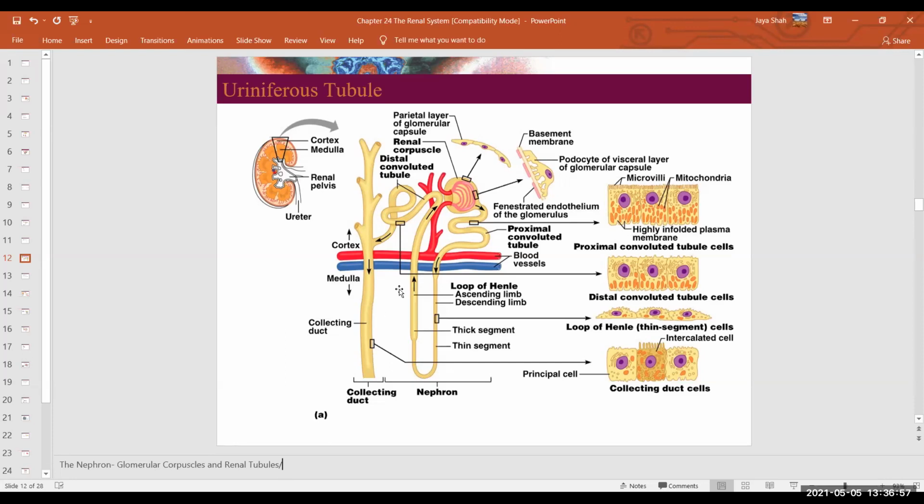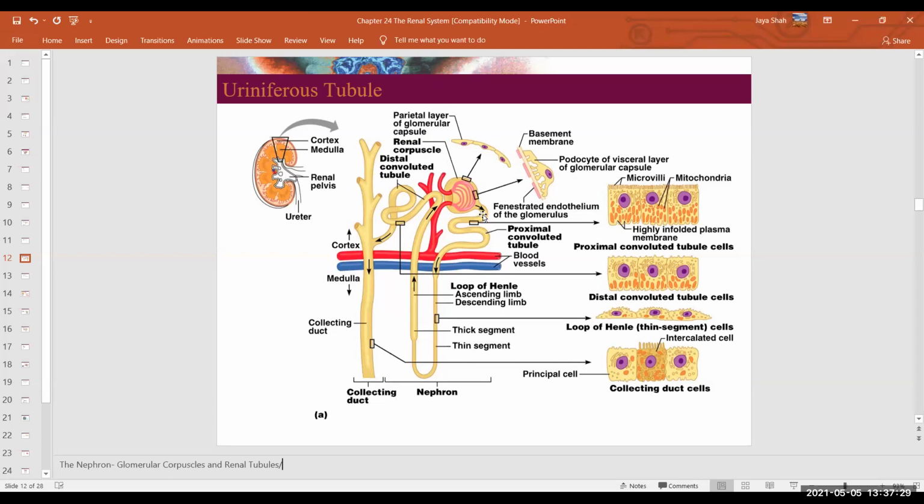So let's see the histology. If you see the parietal layer of the glomerular capsule, and then you magnify here, glomerular capsule, and you can see the cell structure.